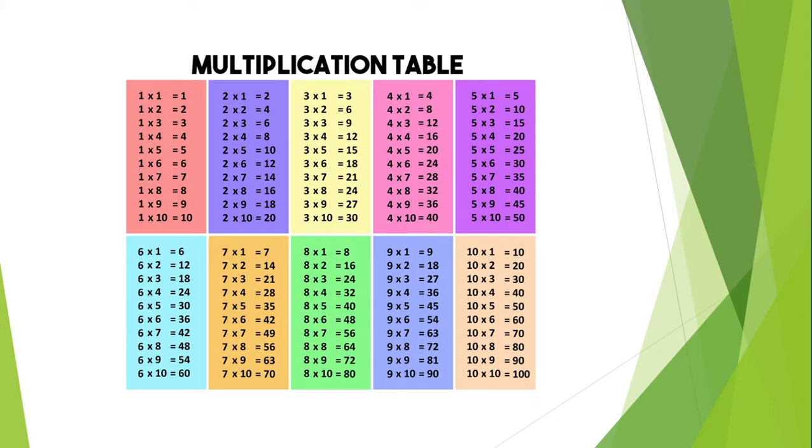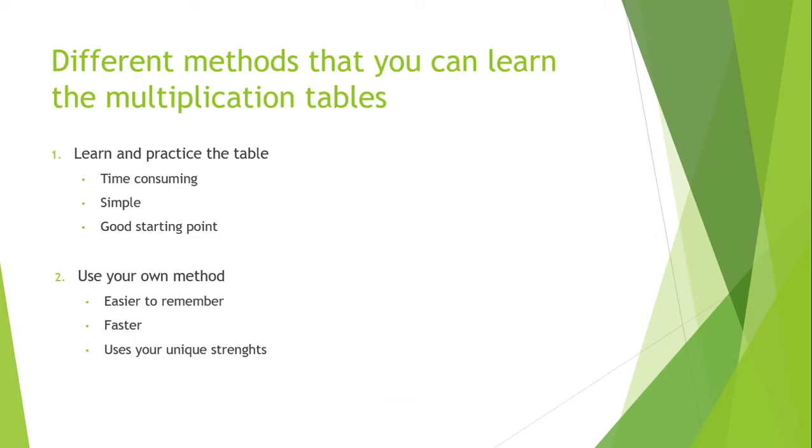So, this is the basic multiplication tables. They are usually extended to include times 11 and 12, but for this video, I'm just going to go up to 10. So, the different methods that you can learn the multiplication tables are: you can learn and practice the table. The easiest way to do this is just by having someone ask you what a number times a number is, and you must just provide the answer as quickly as possible. This will give you a good understanding of what the answers are, but unfortunately it's quite time consuming, but it's at least very simple. And it's a good starting point when you're starting out with the multiplication tables.